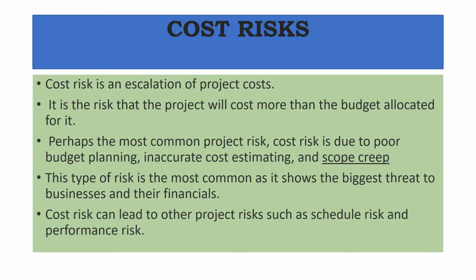Now the next risk is the cost risk. Well, as I said, time and cost risk are very much interdependent, or we can say these are related to each other. Cost risk is simply the escalation of project costs beyond what was planned during the project planning phase, and it means that a project will cost more than the budget allocated for it. And it's the most common project risk, and it is due to poor budget planning, inaccurate cost estimating, and scope creep.